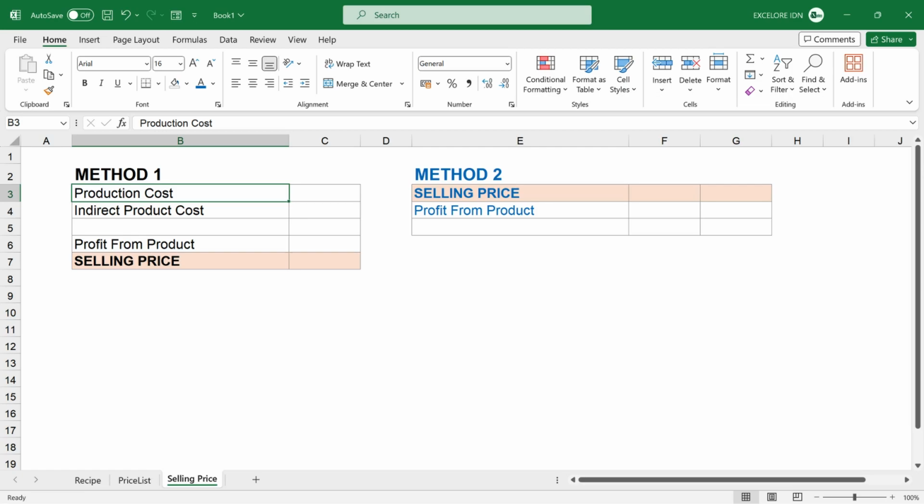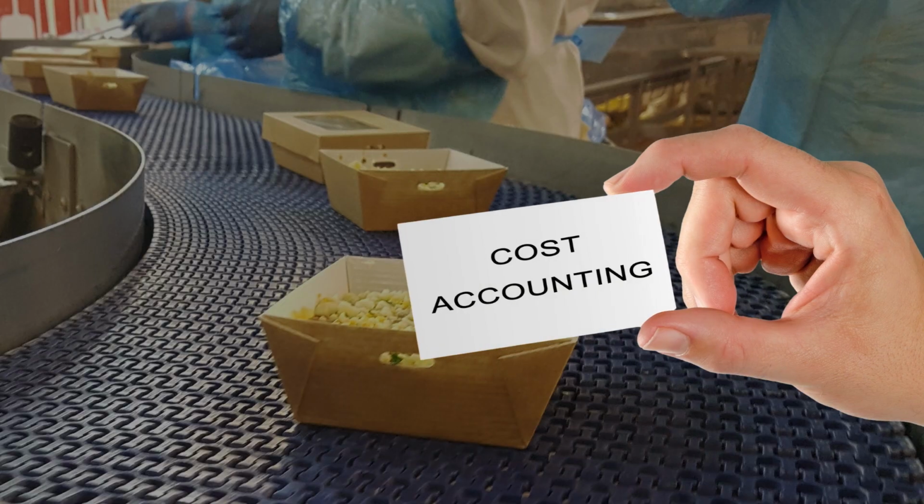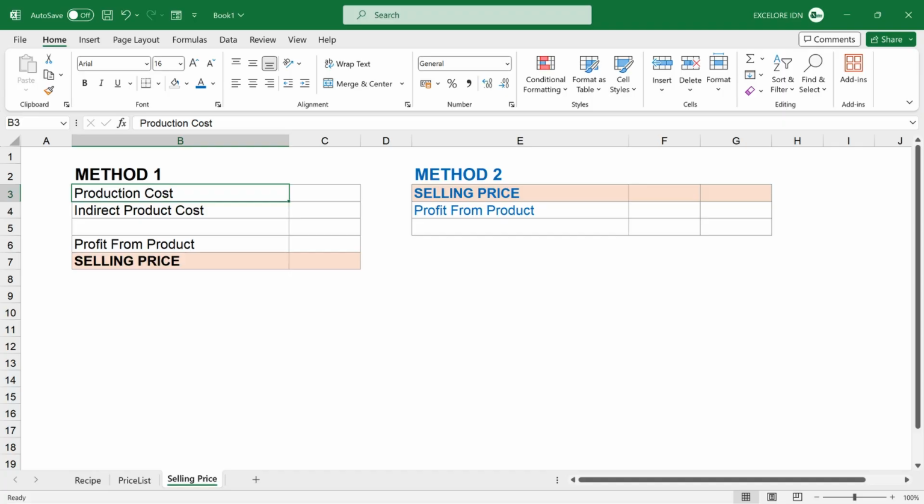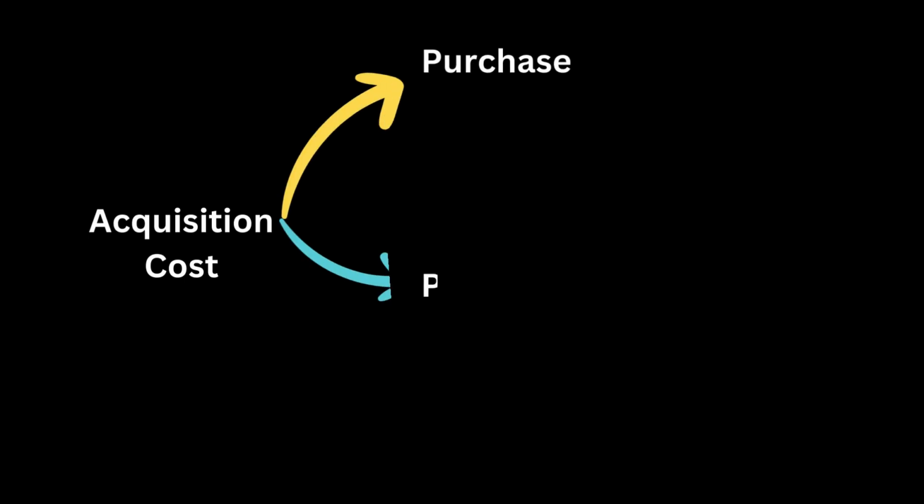To give an inspiration through fried rice as an example, how to establish selling price with a simple Excel calculation. This video will also give you an initial insight into the application of fundamental cost accounting principles within an industrial company. When calculating the selling price, the first step is to determine the acquisition cost of the product, which varies depending on the acquisition method.